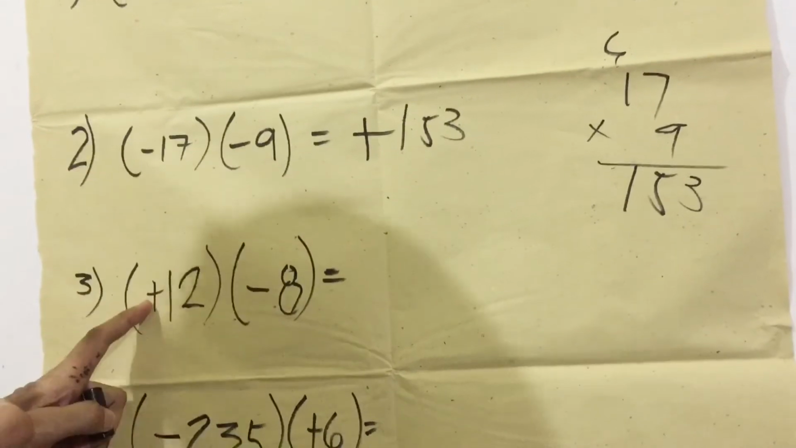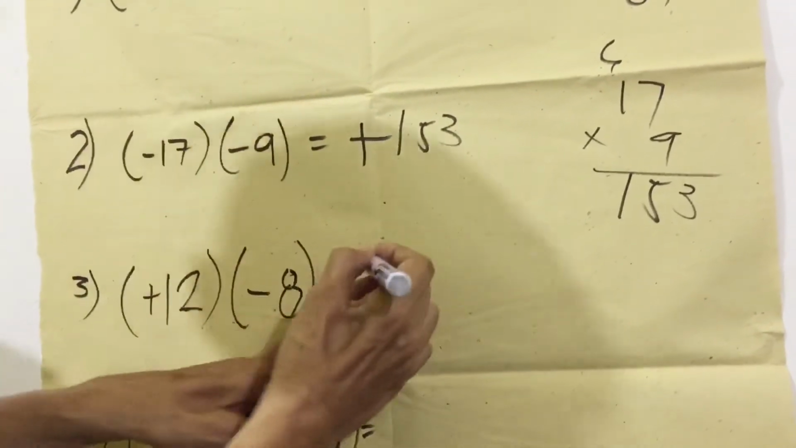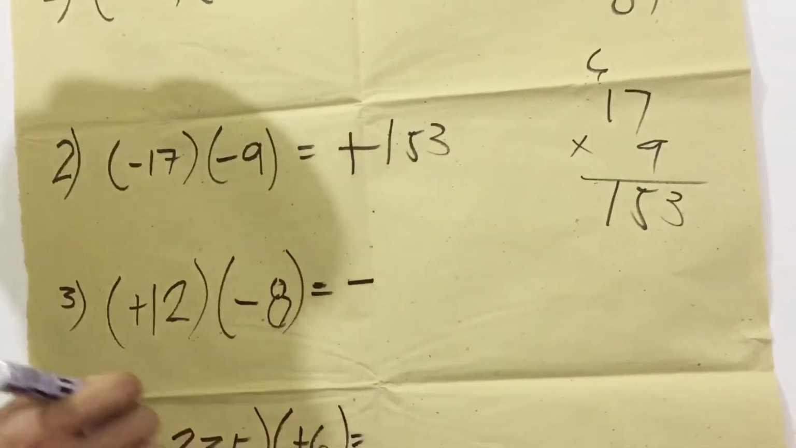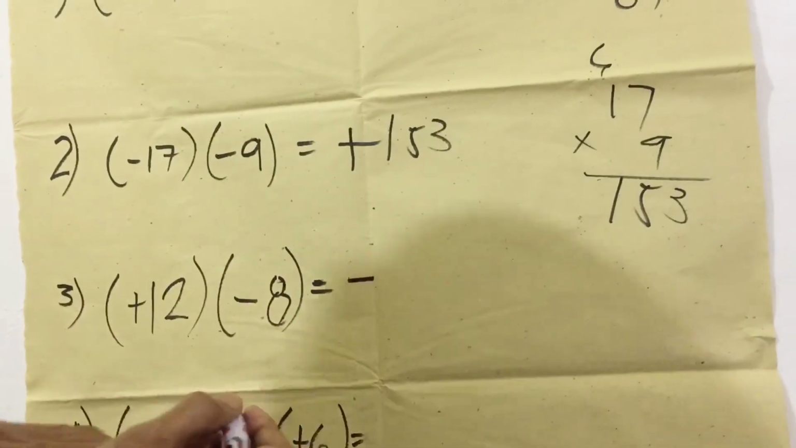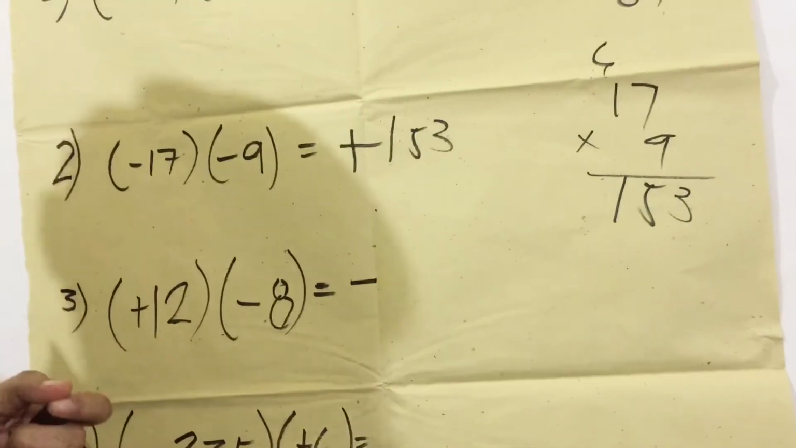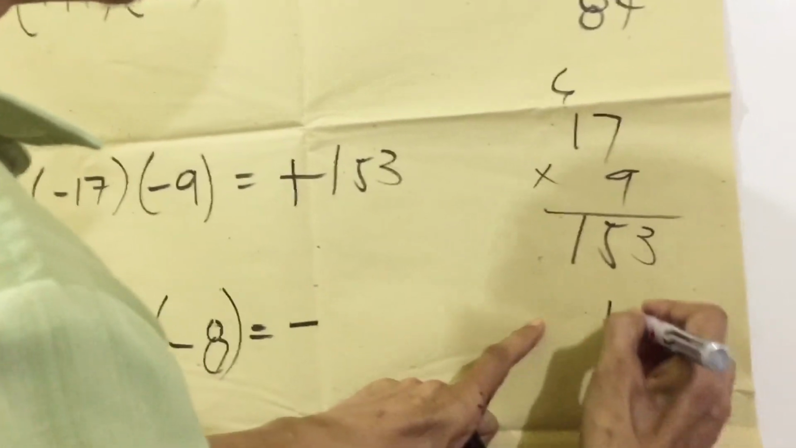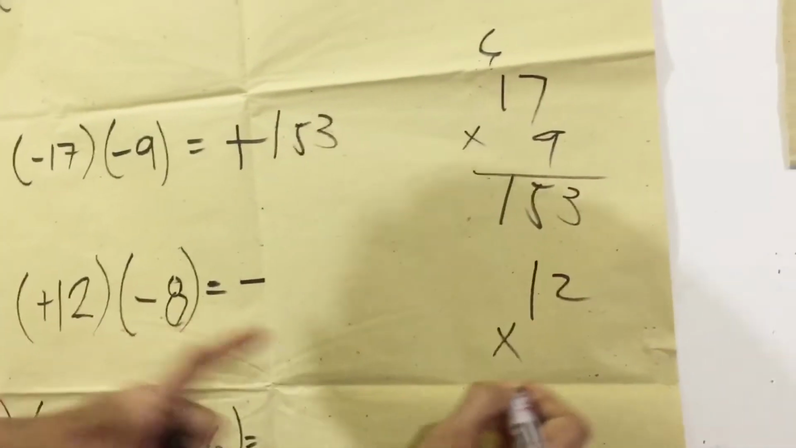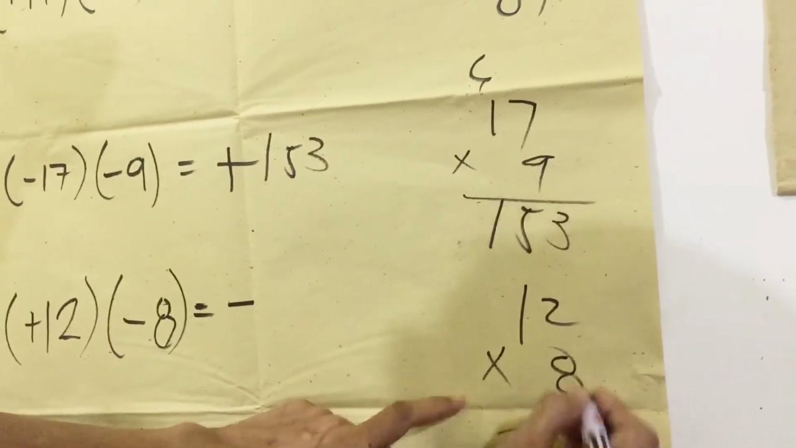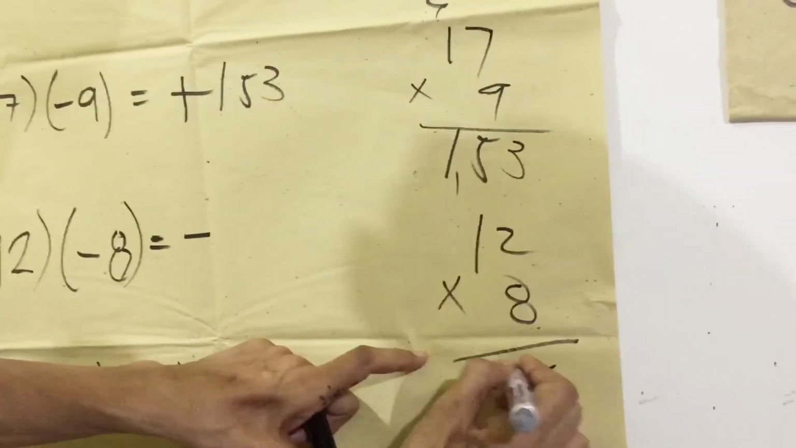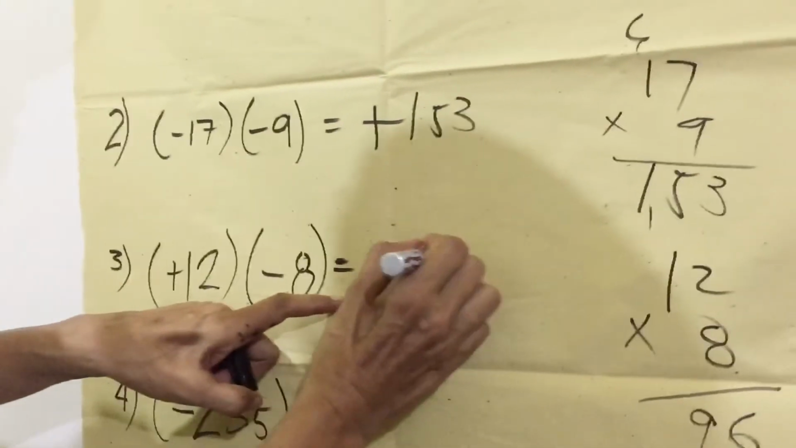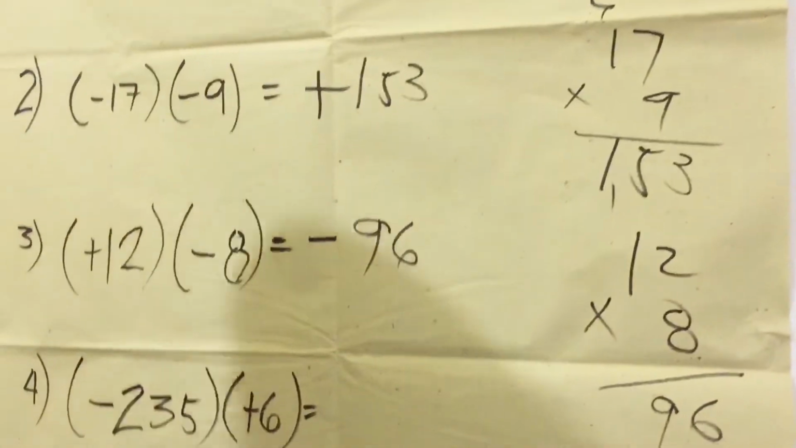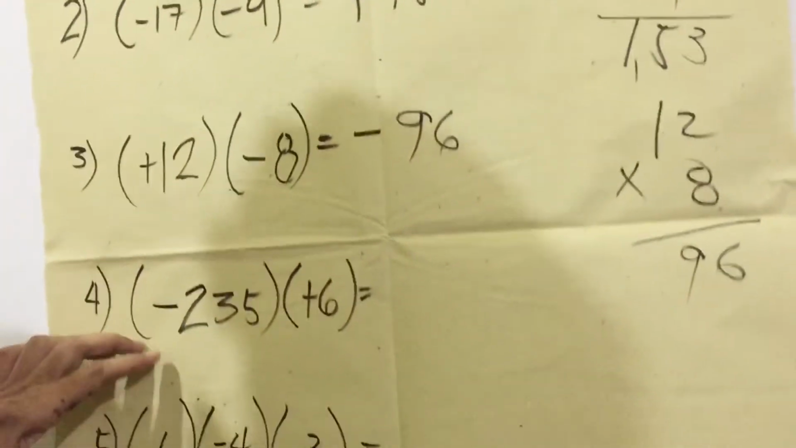Number 3, positive times negative. The answer is negative. Unahin muna natin yung sign para sure yung sign natin na hindi natin makalimutan. So 12 times 8, 8 times 2 equals 16. Carry 1, 96. The answer is 96.